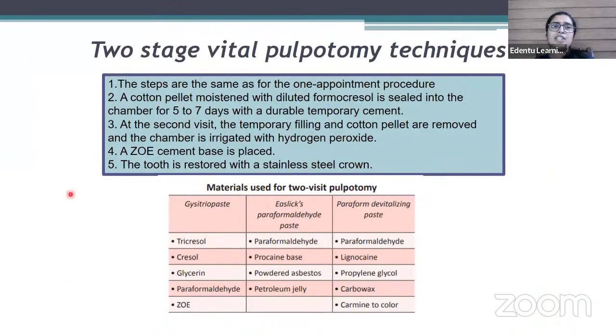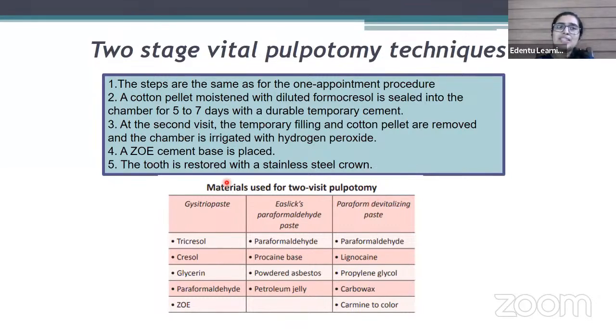Now coming on to the two-stage vital pulpotomy techniques. Whatever we just discussed, starting with the formocresol pulpotomy, the electrocautery, as well as the laser, were all single-sitting pulpotomy techniques. Now coming on to the two-stage, in which we use materials like Glycol paste, Easlick's paraformaldehyde paste, as well as the paraform devitalizing paste. So these are the different methods which we use for the same.